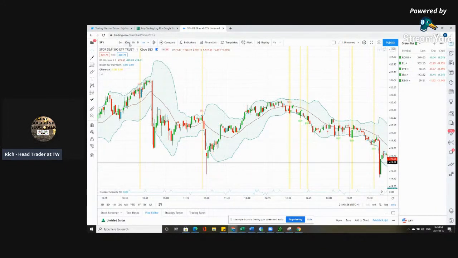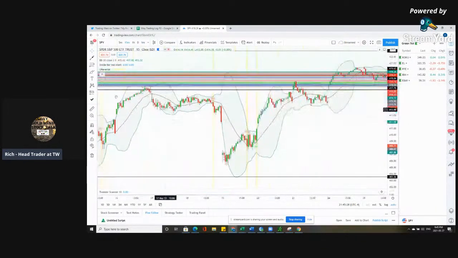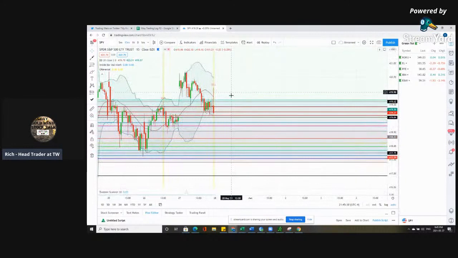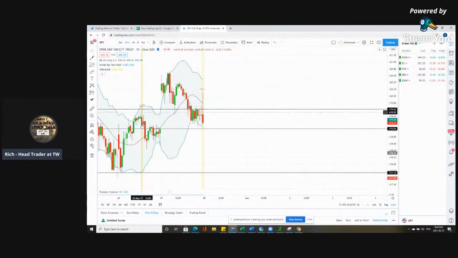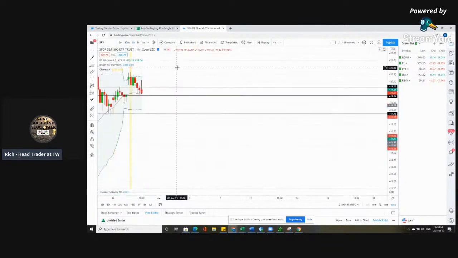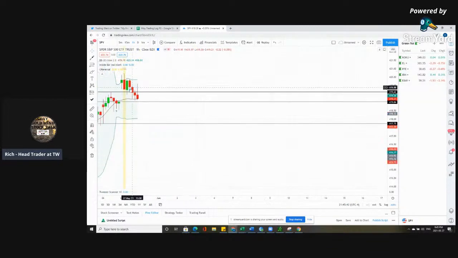Okay. Let's go 15-minute chart. So 15-minute chart. The last one was yesterday. Short right here. Bam, bam, boom. That's a winner. Let's go to the hourly chart. Hourly chart. Look at this. Okay. Outside bar at 10:30. Wham. All right. Let's go to the daily.